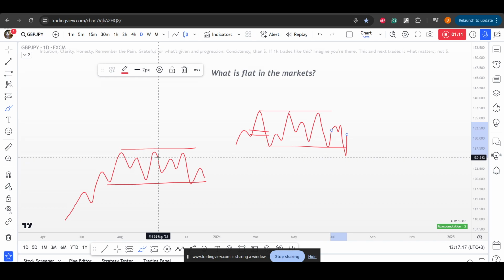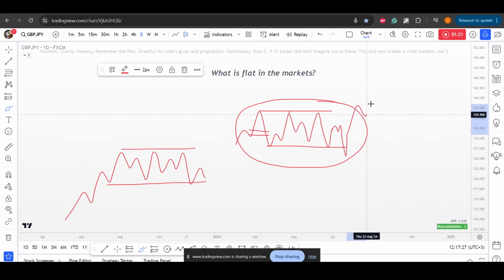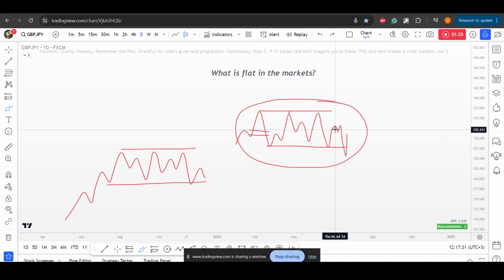I will not go into too much detail in this video, but for the future, you need to know that this could be an accumulation to go higher or distribution to go lower. Depending on the context of multi-time frame analysis and the situation in the market, you can predict with some level of probability if this is an accumulation or distribution.